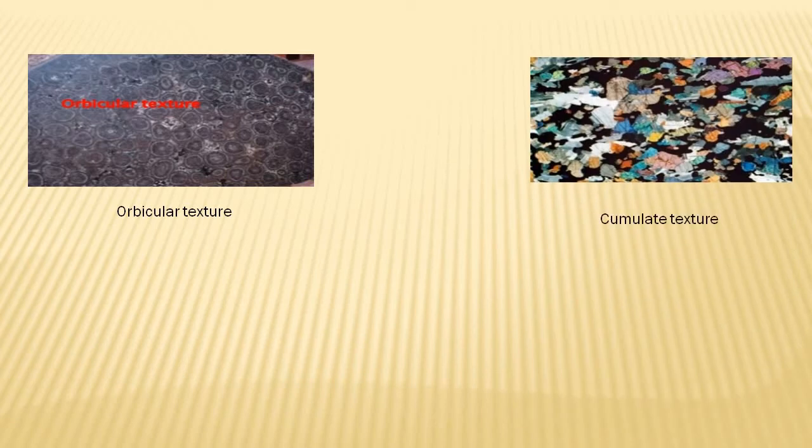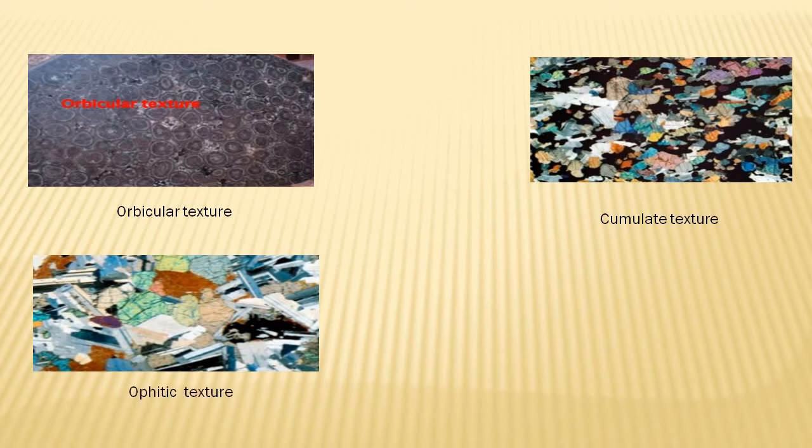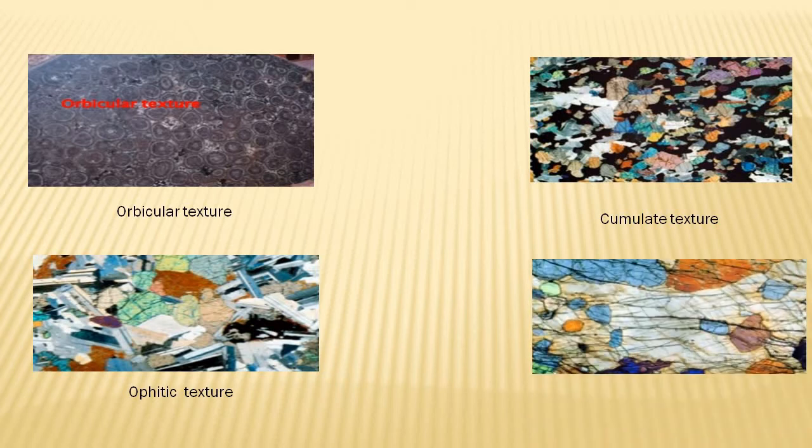Now orbicular texture. Orbicular texture is characterized by oval to circular patches usually consisting of cores of plagioclase enclosed with alternating rings of pyroxene or hornblende. Now the cumulate texture. The cumulate texture is mainly due to the settling of crystals from a magma by the action of gravity. Now the ophitic texture. Ophitic texture is mostly derived when plagioclase laths are enclosed by pyroxenes or olivine. Now the poikilitic texture. Poikilitic texture refers to euhedral crystals that are enclosed within much larger minerals of different composition.